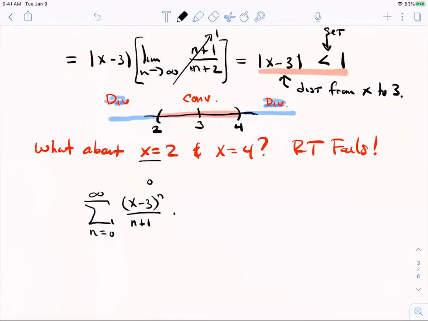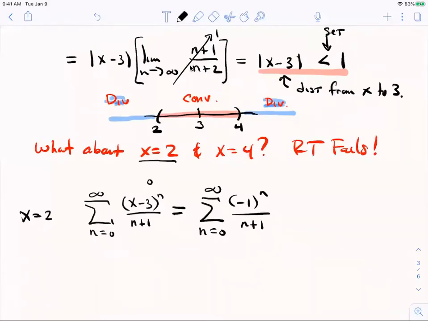Let's pick x equal 2. If we let x equal 2, then what does this series become? Well, 2 minus 3 is negative 1. So we end up getting the sum as n goes from 0 to infinity of negative 1 to the n over n plus 1. And the question is, does that series converge or diverge?